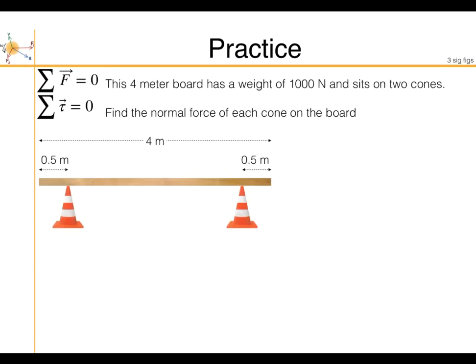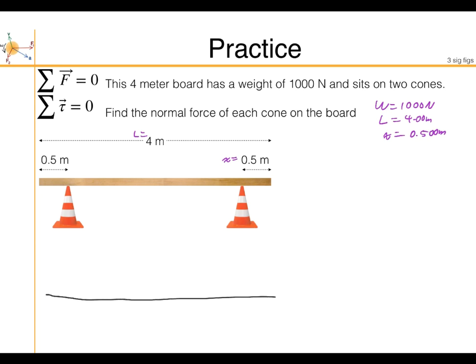Here I have a board, a 4-meter board with a weight of 1,000 newtons. Okay, so its weight is 1,000 newtons. And you notice that the total board has a length of 4 meters. So the length is 4 meters. And there's a little distance here, x, that each cone is from the edge, right? So we have a board sitting on 2 traffic cones, and we want to know what's the normal force that each traffic cone exerts on it. Well, you can probably guess what the normal force is.